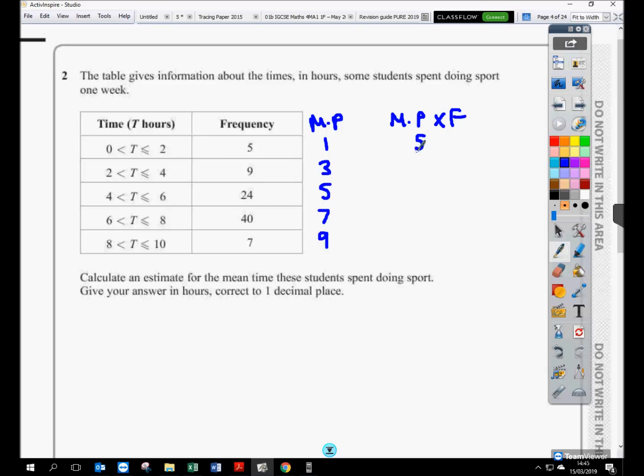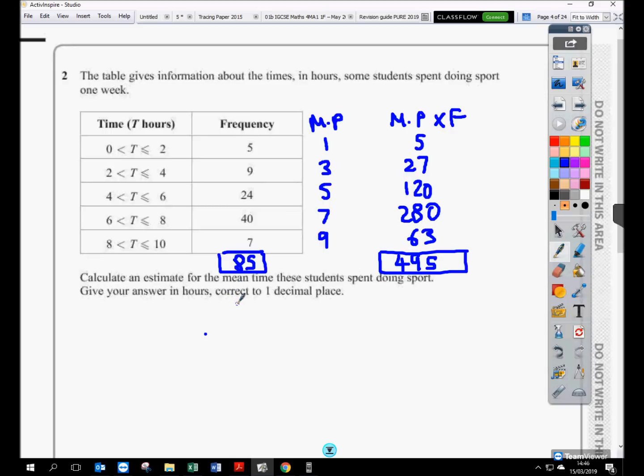Work out your midpoint times frequency. So 1 times 5 is 5, and then 27, and 120, and 280, and 63. What you then do is total up the midpoint times frequency column, which is 495, and divide it by the total frequency, which is 85.